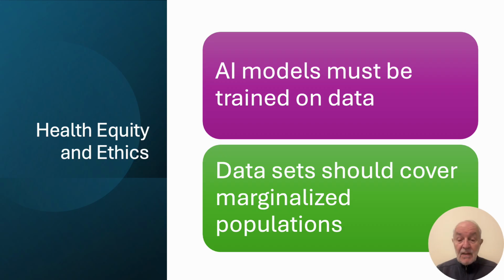So how might that be done? It's really important in thinking about the equity and ethics issues that all models must be trained on good data. Data sets should cover marginalized populations, and often this is not the case. Therefore, it's extremely important when you're looking at information that's being summarized by AI to look further into the background about the quality of the data that's being used.